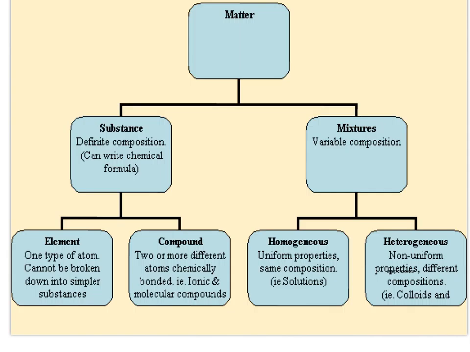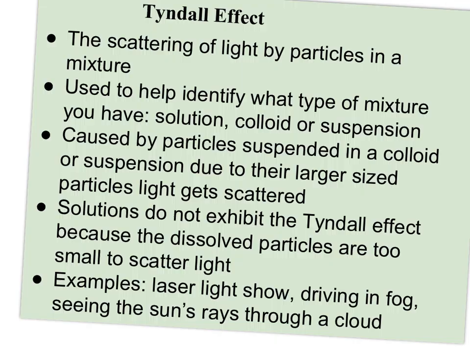So matter is anything that has mass and takes up space. We've talked a lot about substances. They have a definite composition. You can write a chemical formula for them, so it's things like elements and compounds. But now we have mixtures, which have variable composition, so we can't write a formula for them. Even a homogeneous mixture does not get a formula, because salt water, even though it's homogeneous when you make it, can have a lot of salt or a little salt in there. So mixtures have no formula.